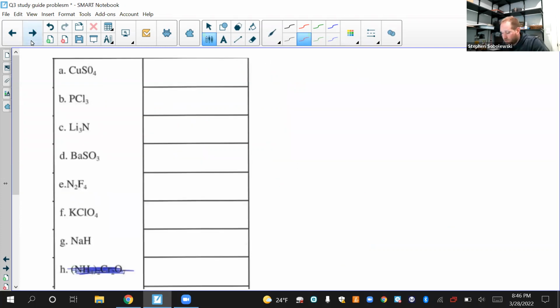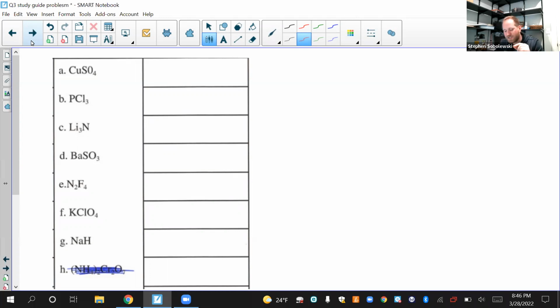All right, on to the other side where we're writing names from formulas. So CuSO4, looks like there's a 0 there instead of an O, but it should be CuSO4. Now, Cu is copper, SO4 is sulfate. We can't just say copper sulfate though, because copper is a transition metal. So we need to figure out the charge of this particular copper. How do we know that?